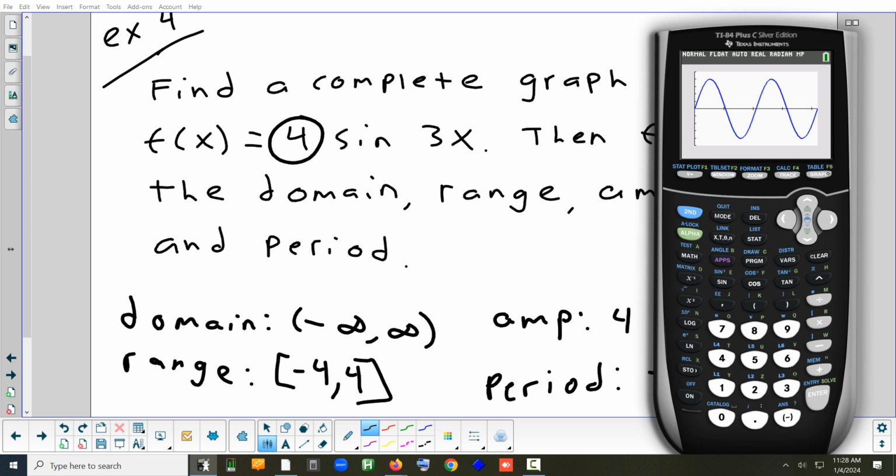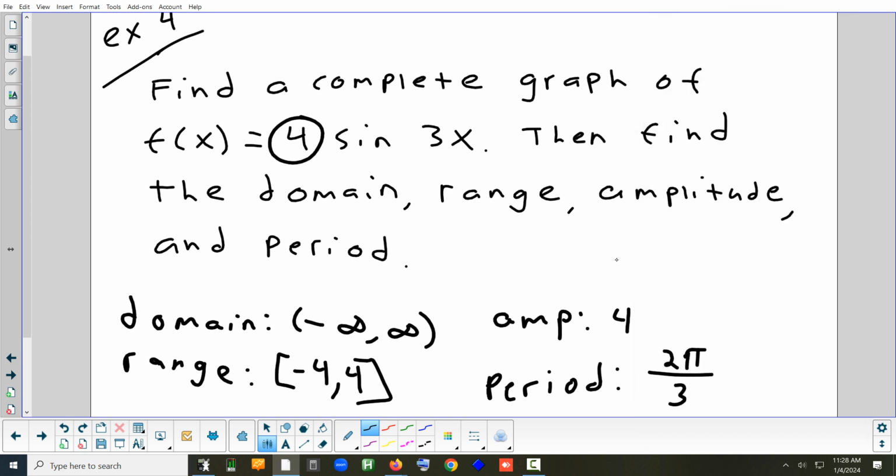There's no rule how many cycles you really have to show, other than I would say make sure you show at least 1. But you don't need to show like 10. 1 or 2 is fine. Any questions on that one? Okay.